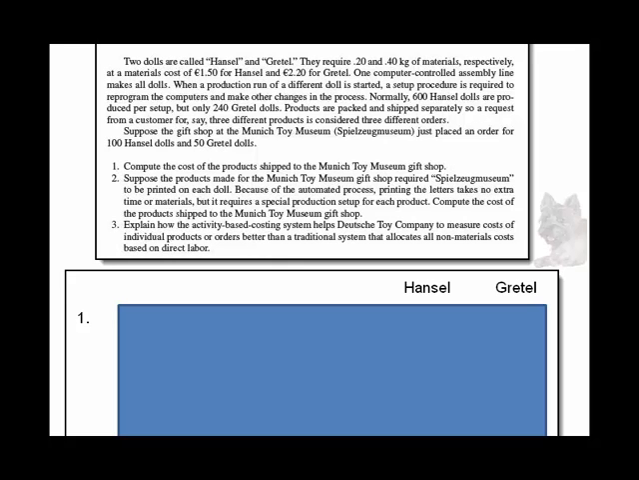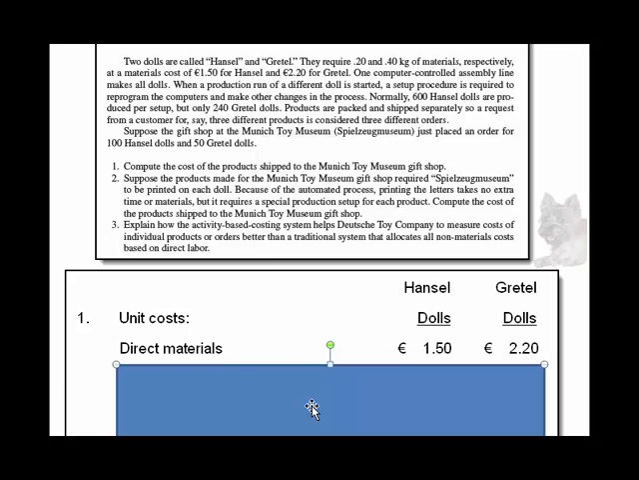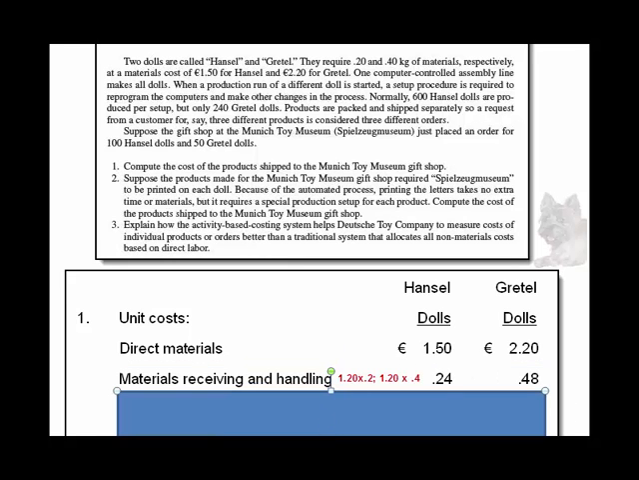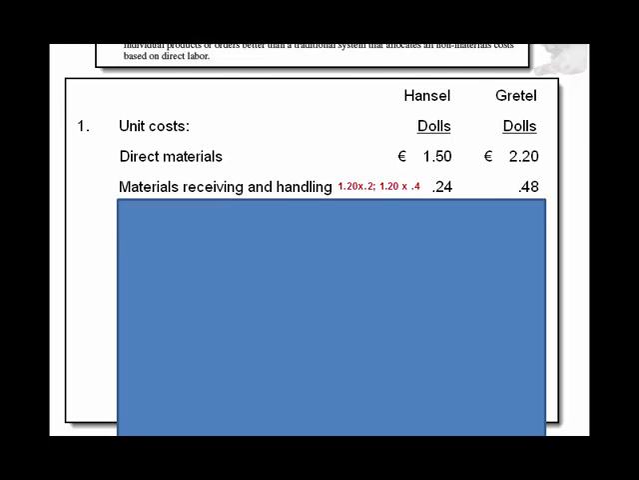Now we're going to lose some of the information, so you're going to have to remember it from above. But what we do is we lay out the Hansel and Gretel information, and then we jot down unit cost, by dolls. We have the direct materials, and it was given as $1.50 and $2.20 for the Hansel and Gretel doll independently. The next thing we need to compute is materials receiving and handling, and we come up with 0.24 euros and 0.48 for the Hansel dolls and the Gretel dolls.